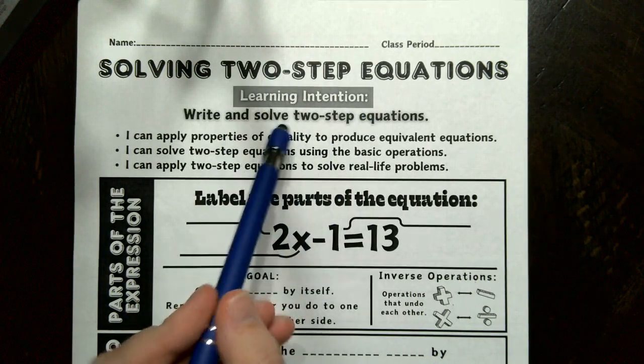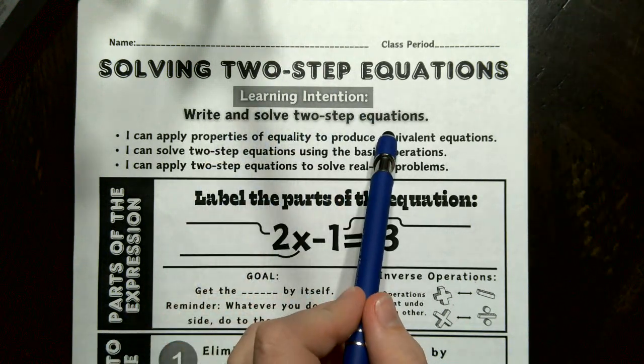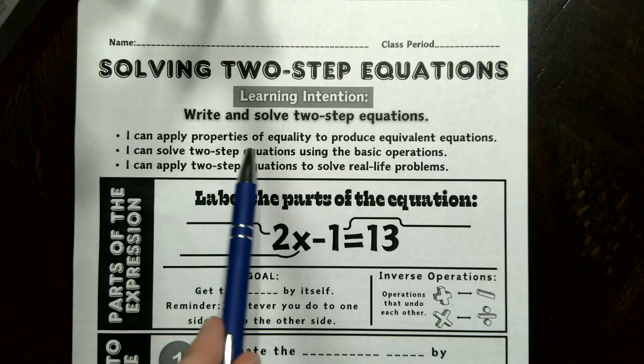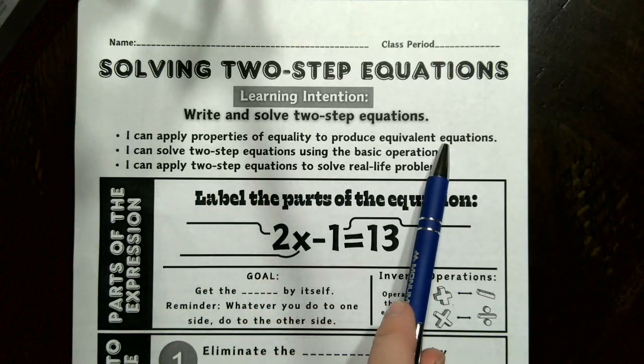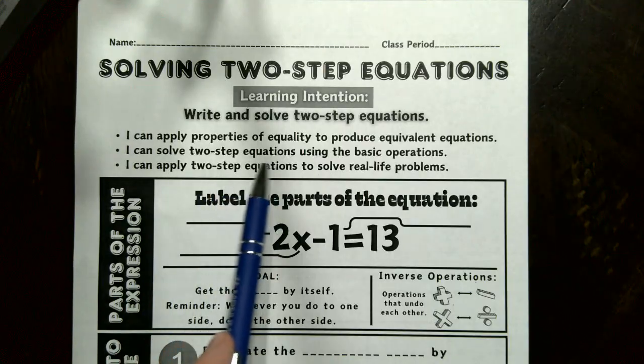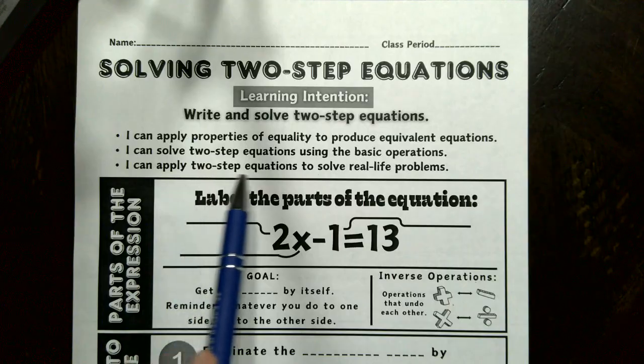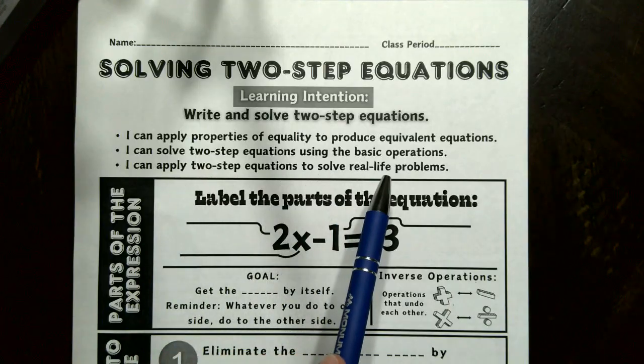Our learning intention is to write and solve two-step equations. You will know that you're successful when you can apply properties of equality to produce equivalent equations, when you can solve two-step equations using the basic operations, and when you can apply two-step equations to solve real-life problems.